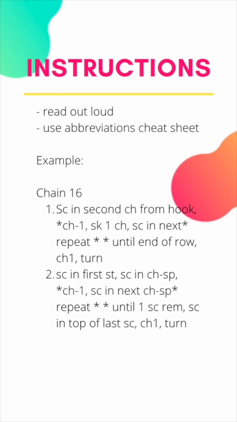But I also included an example. This is for the moss stitch if you were to write it out as a pattern. You start with chain 16, then single crochet into the second chain from the hook, chain 1, skip 1 chain, single crochet into the next. You repeat what's in between the asterisks until the end of the row, and then you chain 1 and turn. Just take it one stitch at a time. It's a lot less complicated when you actually give it a try.